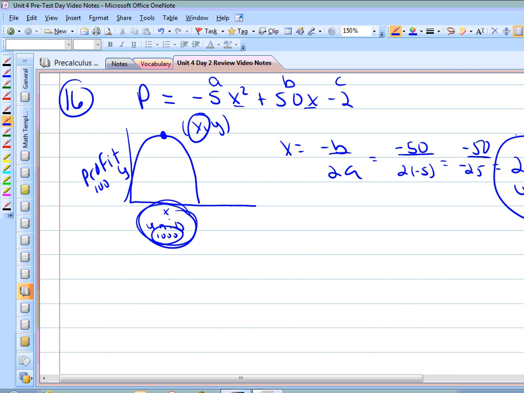All right, that's it. If we want to know what the maximum profit was, we would have to take our units and plug it back into our equation to find our profit. And once we did, then we would add the hundreds to make sure that it was in hundreds of dollars.